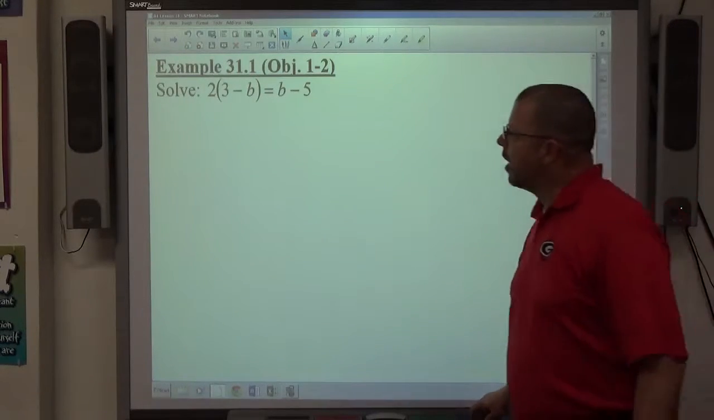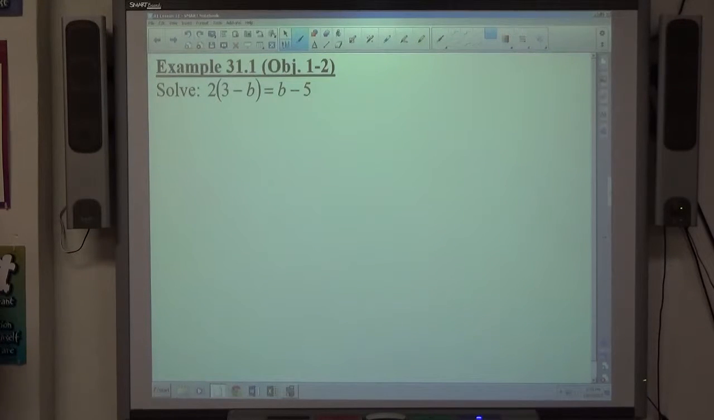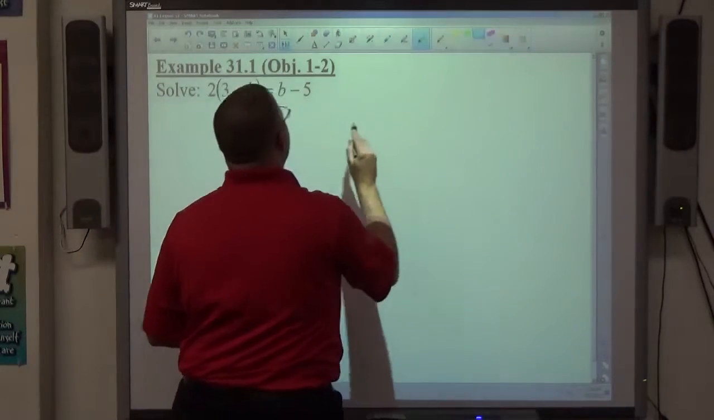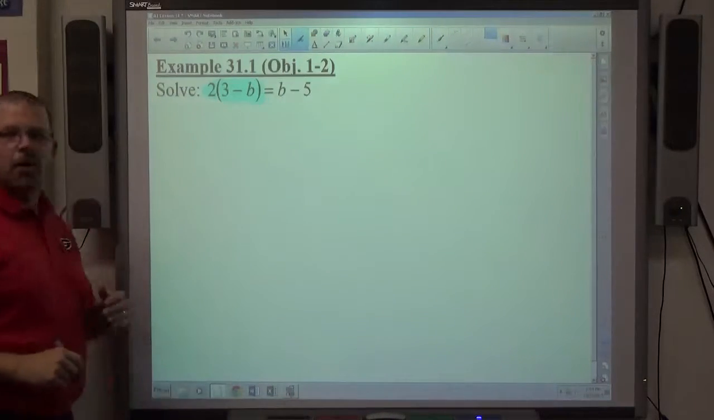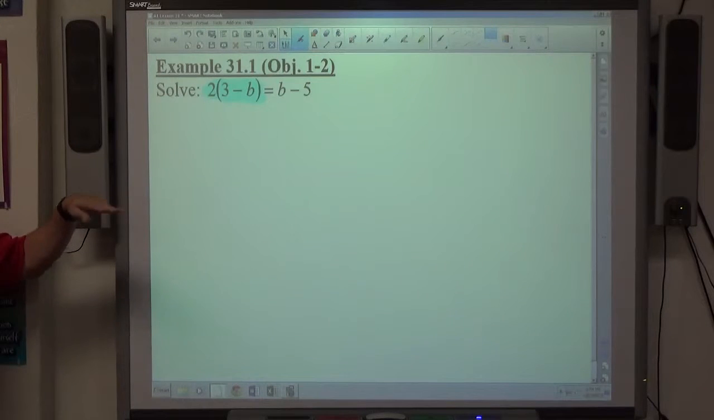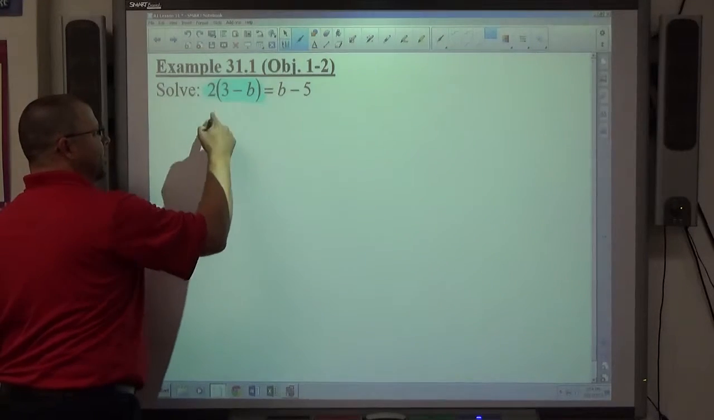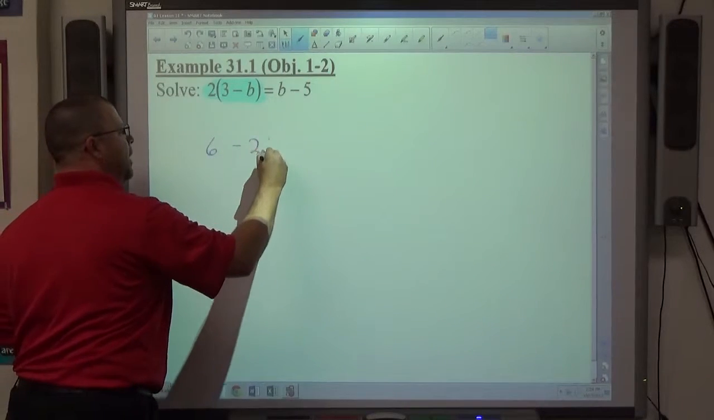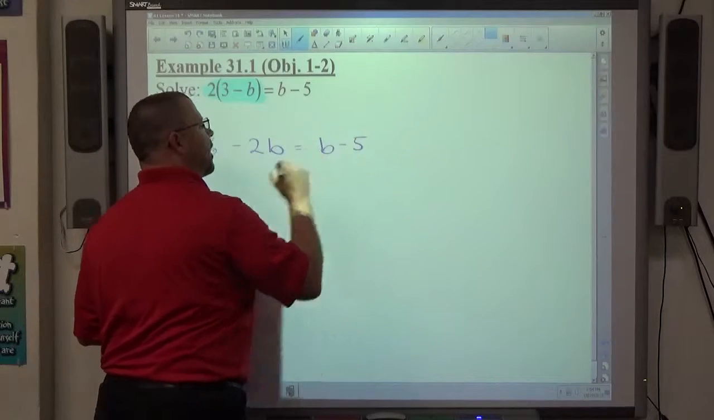So if you look at example 1, 2 parentheses 3 minus b is equal to b minus 5. The first step on the process I gave to you is distributive property if necessary. And you'll notice here that we have parentheses in the problem, so that'd be my first thing I'm going to deal with. If this problem is in my book, I could go ahead and copy it down on my paper distributing, because that's not that hard to do. 2 times 3 is 6. 2 times negative b is negative 2b. b minus 5, nothing happens to it.